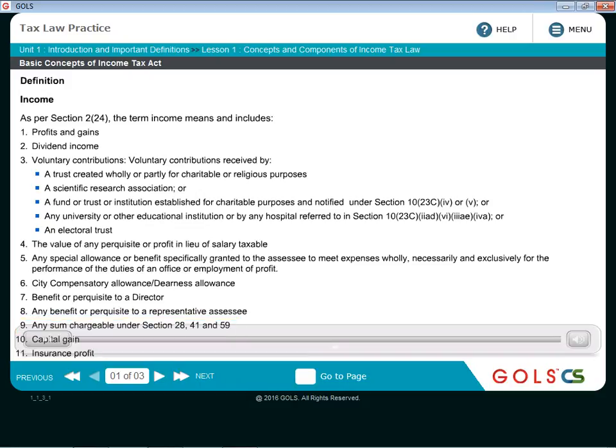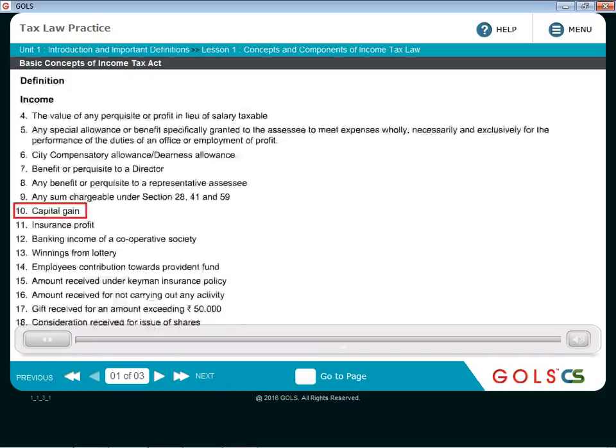When we talk about business, profession and other sources, we will touch upon these sections in detail. Next is capital gains. Whenever a person transfers a capital asset and certain benefit or profit arises from such a transaction, then it is treated as a capital gain. So even that is considered as income.